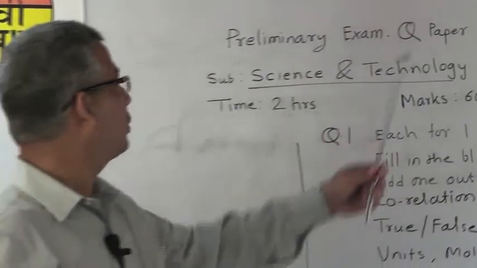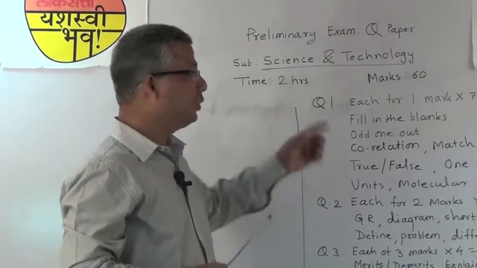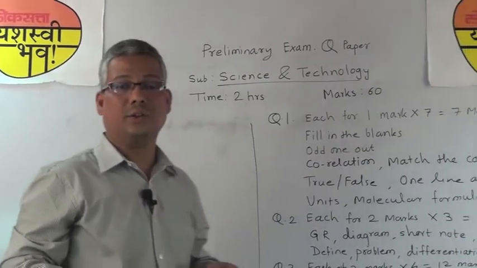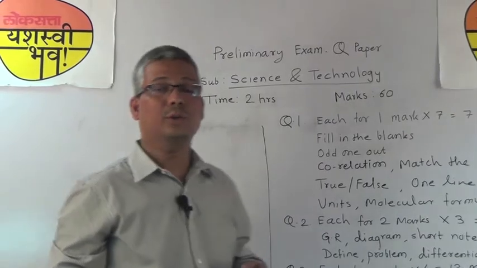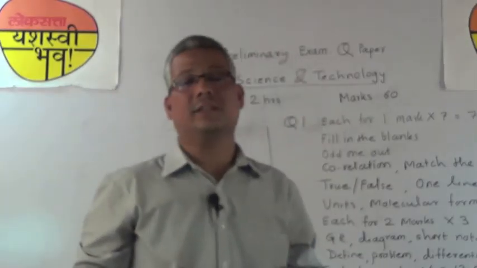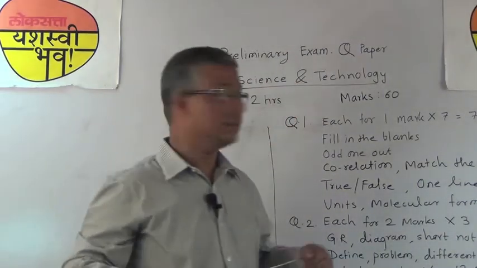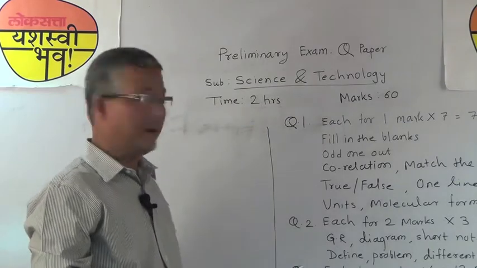Now we'll discuss the preliminary exam question paper of Science and Technology. Dear students, we should know the pattern of the Science and Technology paper. First of all, you should know that Science and Technology has two sections, Section A and Section B. Both the sections have the same pattern. So let's talk about the pattern.